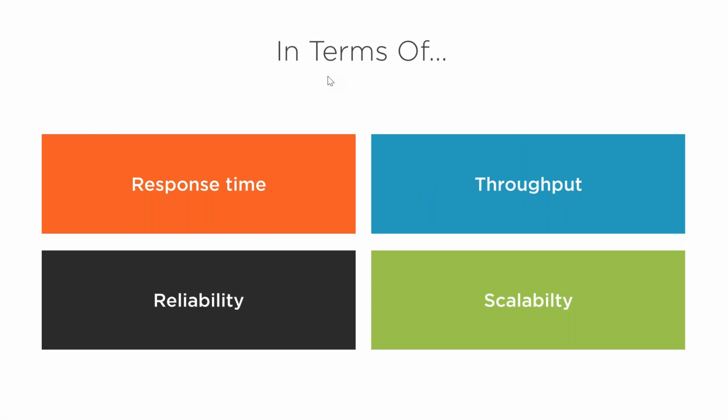So if you get into performance testing, you need to be comfortable with some of the keywords. What are the keywords? One of the keywords is response time. Another one is throughput. The third one is reliability, and the fourth one is scalability. These are the terms which you need to understand.